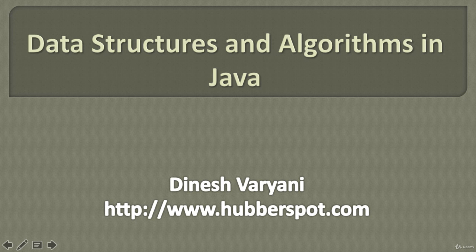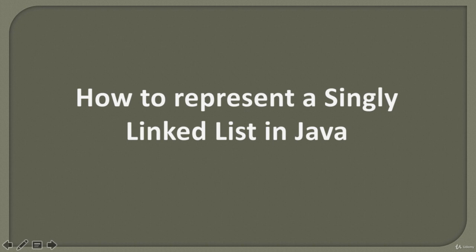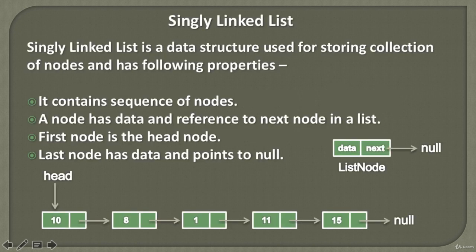Friends, in this tutorial I will be discussing how to represent a singly linked list in Java. So friends, what is a singly linked list? A singly linked list is a data structure used for storing a collection of nodes and also has the following properties.